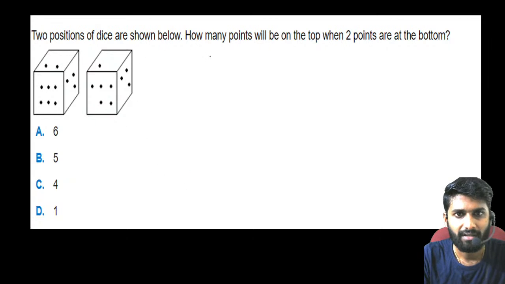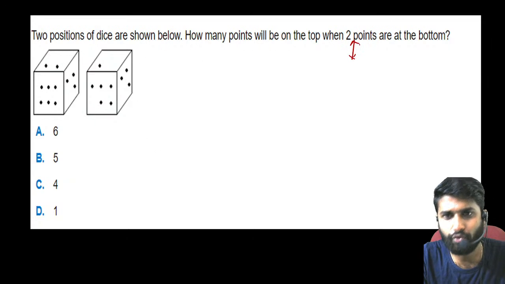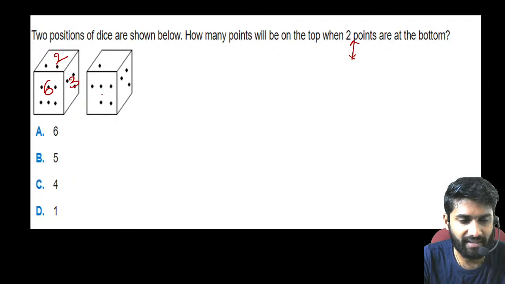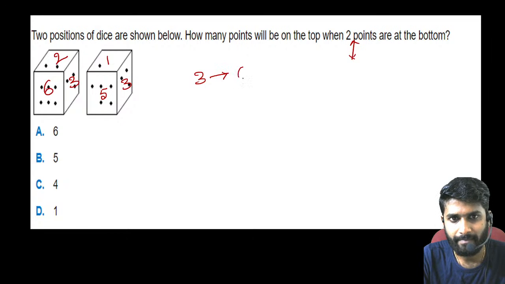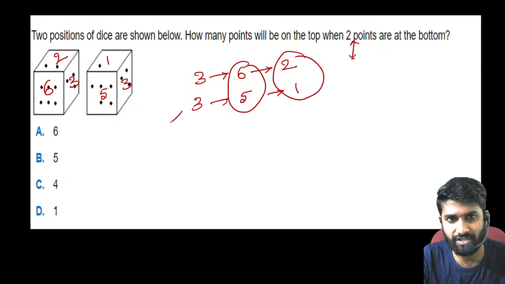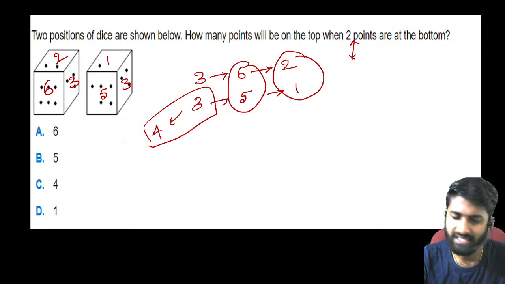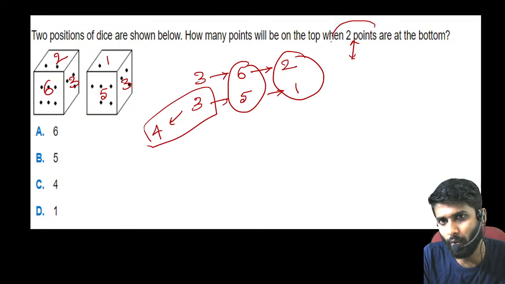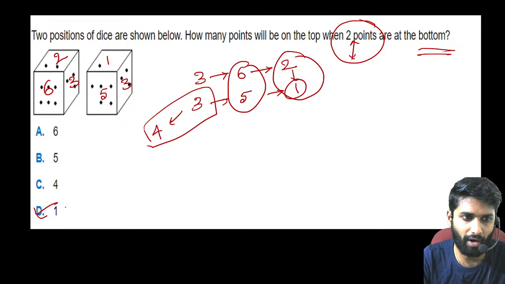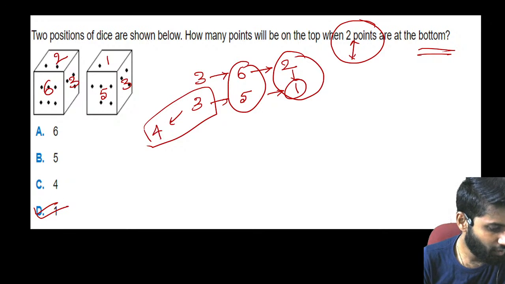Next. We need to identify what is the opposite of 2 dots. Give me the answer, guys. Now see, this is the 6, this is the 2, and this is the 3. And this is the 5, this is the 1, and this is the 3. Again, 3 is the common, clockwise notation. 3, 6, 2, 3, 5, 1. So 1, 2 opposite, 6, 5 opposite, remaining 4 and 3 are opposite. Just leave that. Check out the question. What is the question? If the top has 2 points, how many points are on the bottom? Bottom has only 1 point. 1 point is the correct answer.